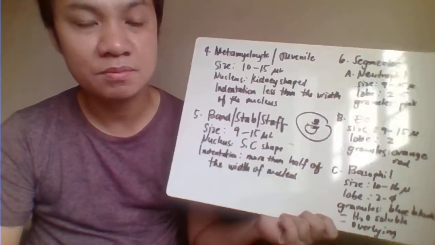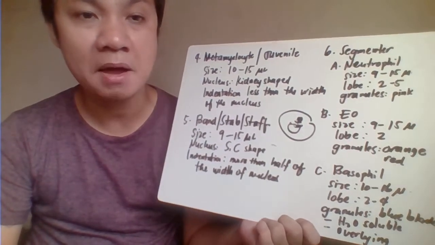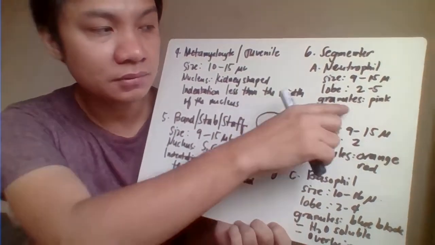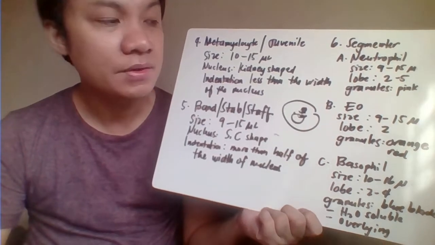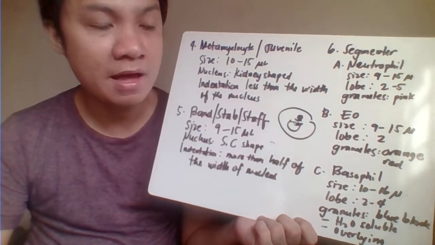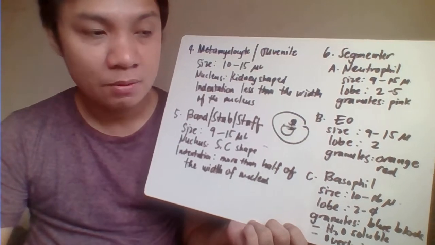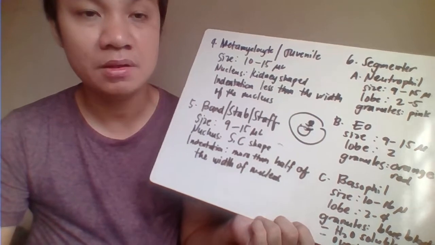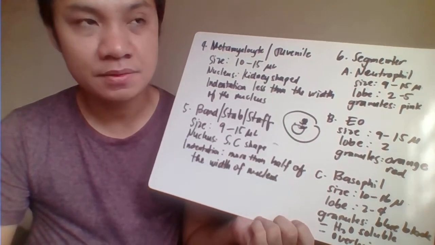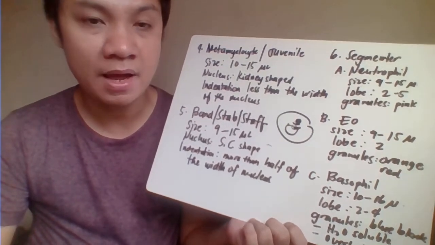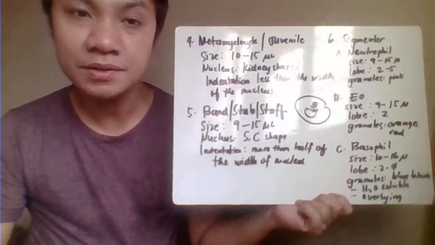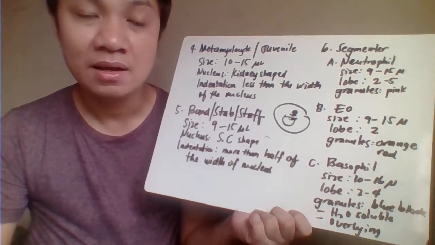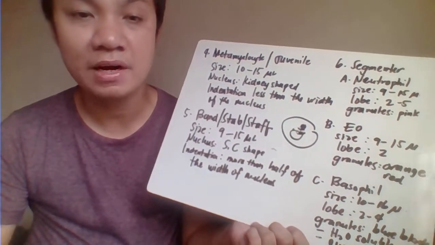For the segmenter, the neutrophil measures 9 to 15 micrometers in diameter and has 2 to 5 lobes. More than 5 lobes is considered a hypersegmented neutrophil, and that's related to megaloblastic anemia. The granules are pink in color. Eosinophil is also 9 to 15 micrometers in diameter, with 2 lobes, that's bilobed, and red-orange granules. For the basophil, that's 10 to 16 micrometers with 2 to 4 lobes, and the granules in the cytoplasm are blue-black. They are water-soluble, overlying granules, so you could not even see the nucleus because of them.